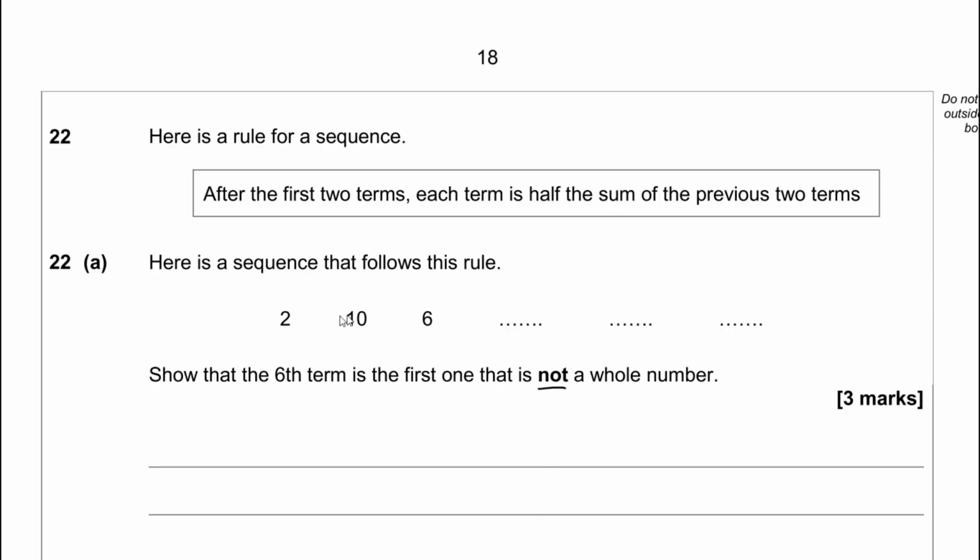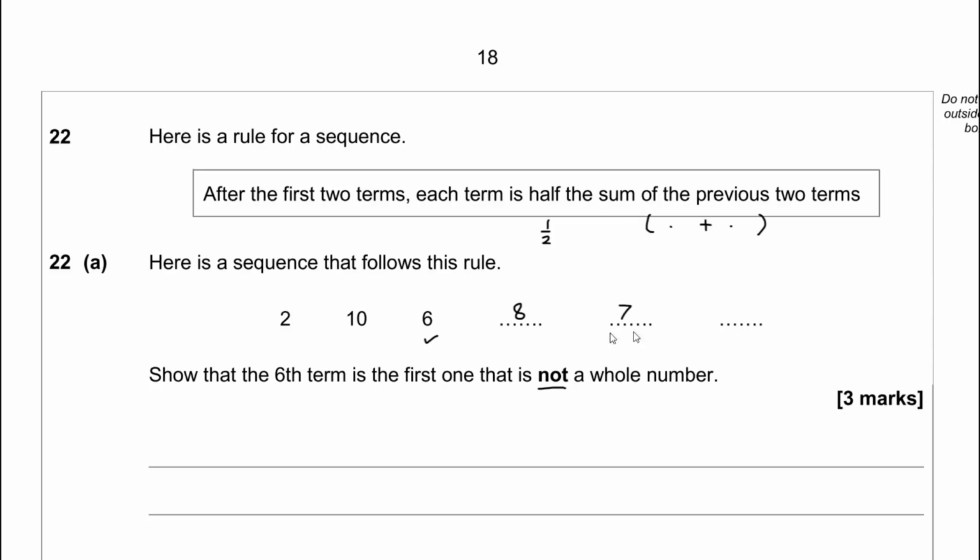Now, the first 2 terms, 2 and 10, we sum them, it becomes 12, and then half of it. So it is half of the sum of the previous 2 terms. So 2 plus 10 is 12, and half of 12 is 6. Now we take these 2 terms, 10 plus 6 is 16, and half of 16 is 8. Now we take these 2 terms, 6 and 8, we add them. 6 plus 8 is 14, then half of 14 is 7.